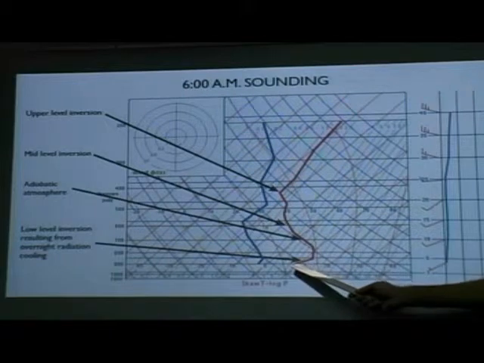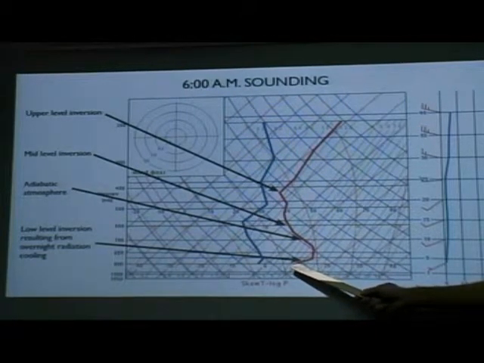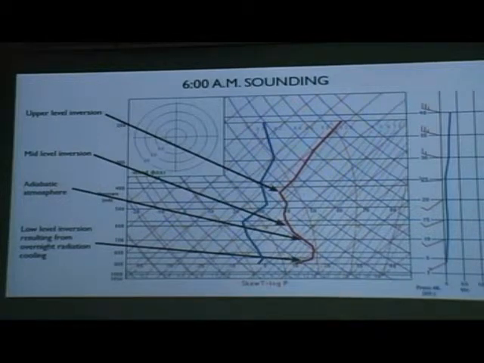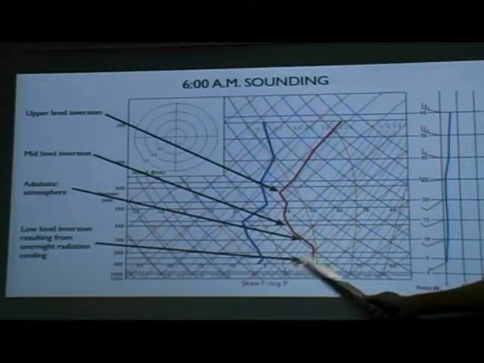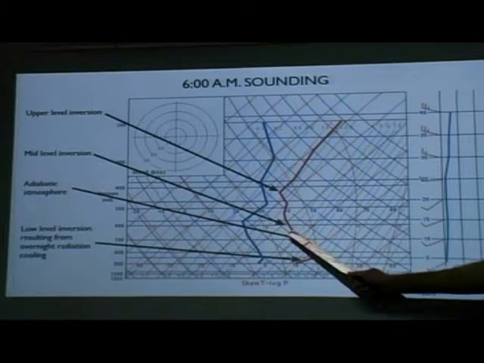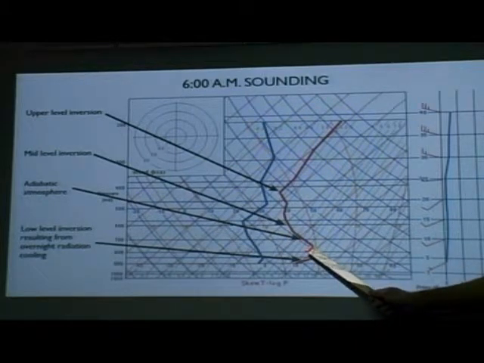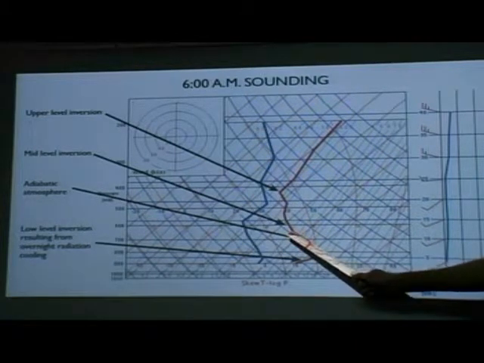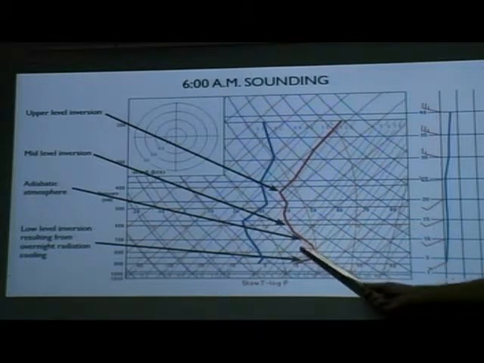Okay, so that air is not going anywhere. It's stuck there on the ground until it heats up, right? So I've got this low level inversion from the radiant heating. I've got a chunk of adiabatic air here from 8,000 to 12,000 or so. It basically follows the dry adiabat.